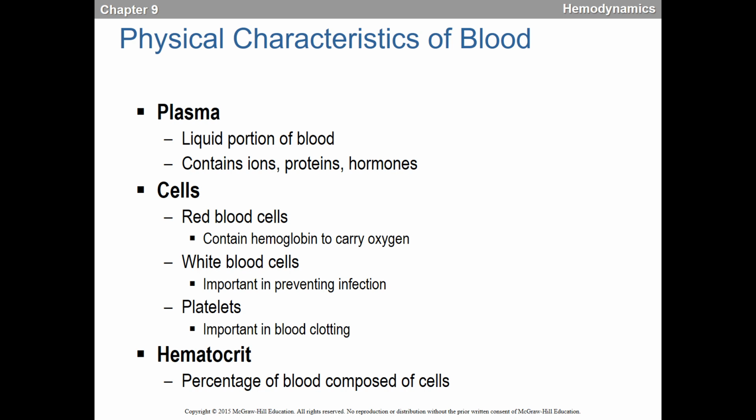No, I don't have clinical levels of platelets, but it's fairly interesting. Hematocrit is really just the percentage of blood that is composed of cells. So if you ever hear someone talking about hematocrit levels, it is the percentage of cells versus plasma.